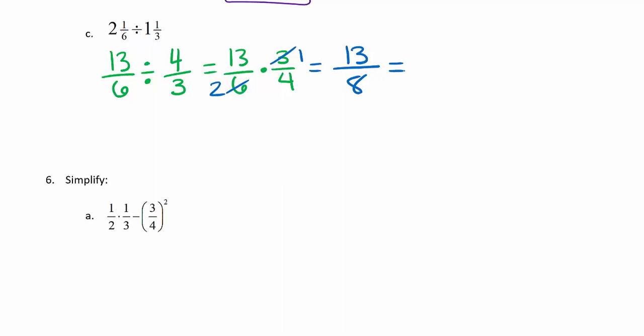And finally, because I started with mixed numbers, I'm going to end this problem with an answer as a mixed number. And so 8 goes into 13 one time, with 5 left over, and so my answer would be 1 and 5/8.